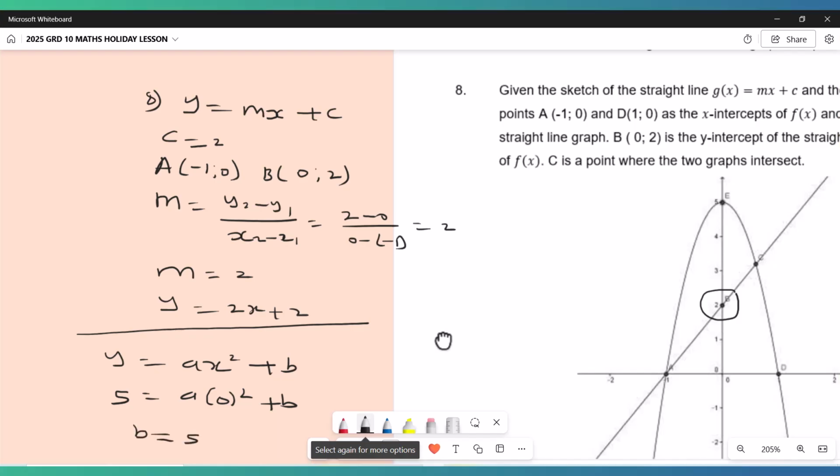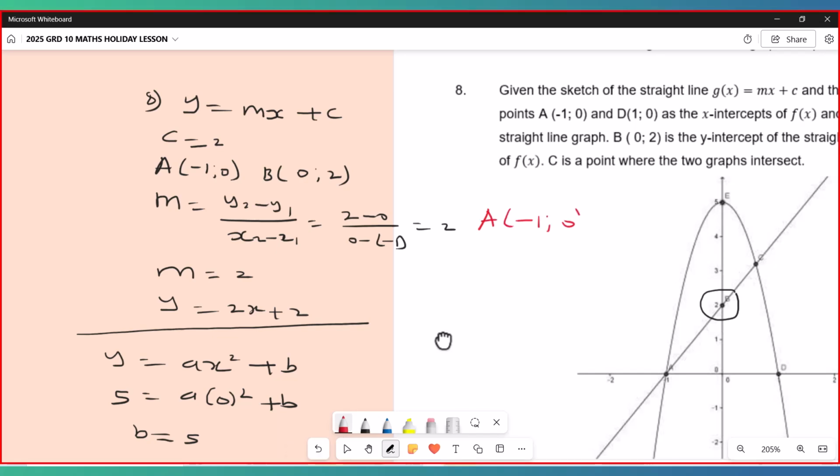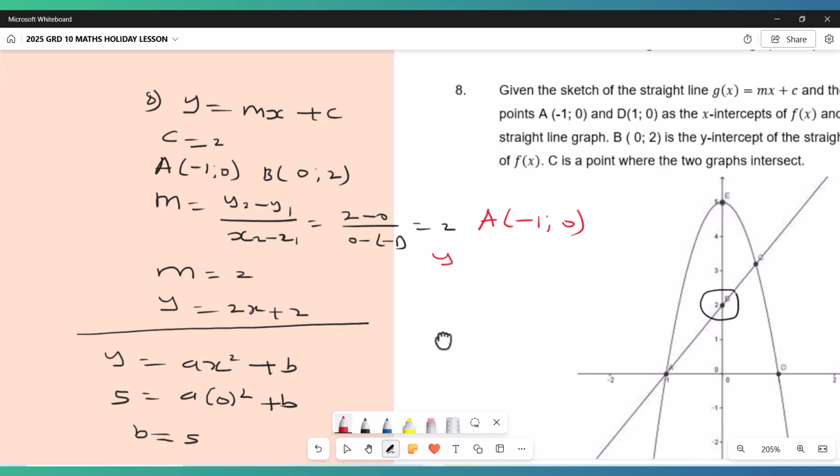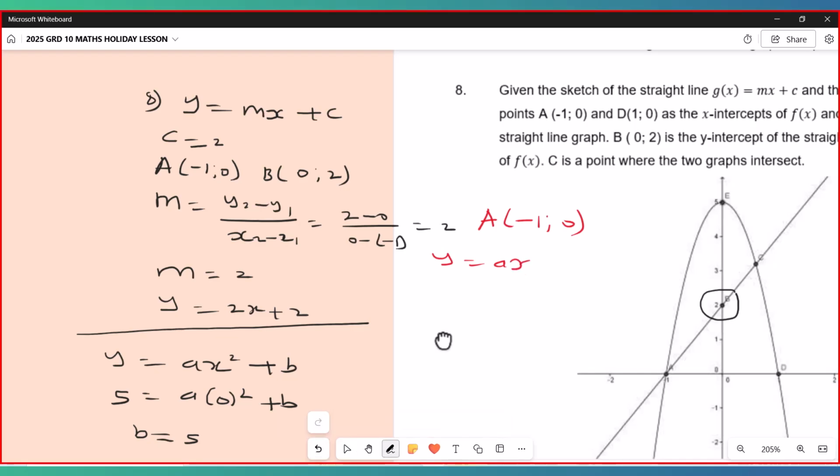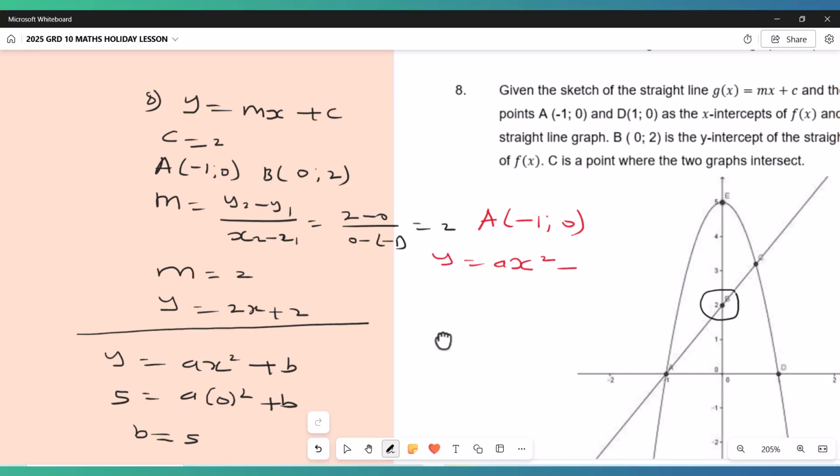Now I need to find my a. To get this a, I'm going to use either point A or point D. At point A, I have the coordinate (-1, 0). I'm going to use again y equals ax squared plus b. Now I know the b is 5, right?